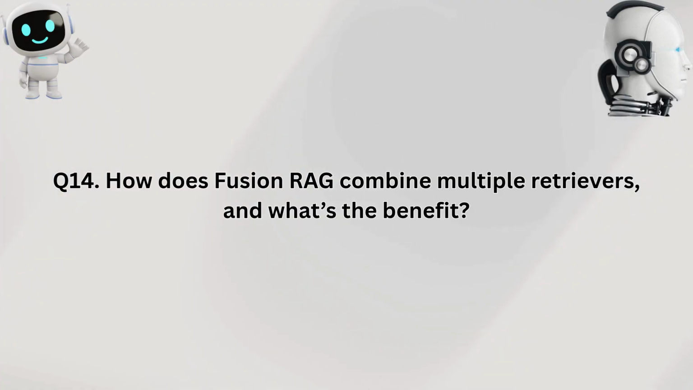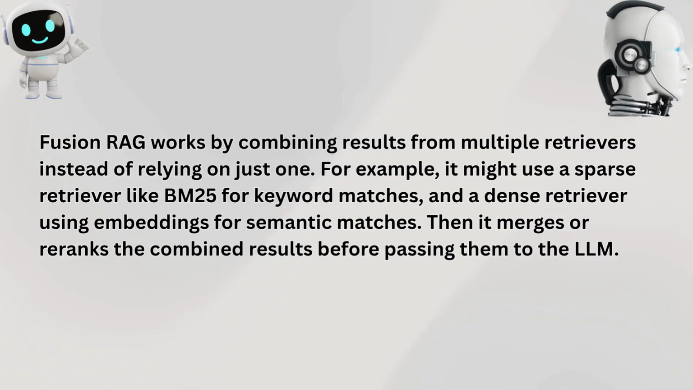How does Fusion RAG combine multiple retrievers, and what's the benefit? Fusion RAG works by combining results from multiple retrievers instead of relying on just one. For example, it might use a sparse retriever like BM25 for keyword matches, and a dense retriever using embeddings for semantic matches. Then it merges or re-ranks the combined results before passing them to the LLM.